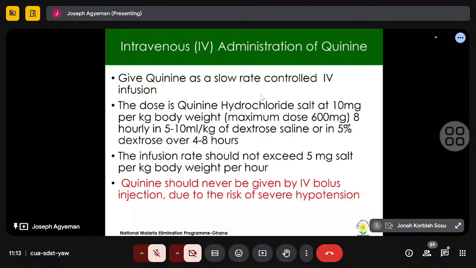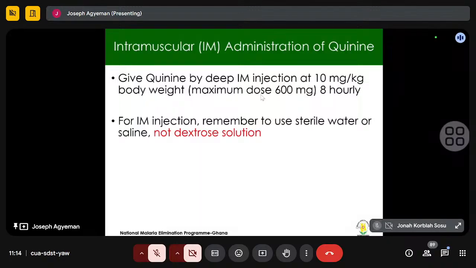Never give quinine undiluted because of high risk of hypotension. Always note the usual side effect of quinine, cinchonism. So tinnitus and all those things, those ringing bells in your ears and what have you, that is the main problem, together with hypoglycemia. Some people also report that they feel very weak.